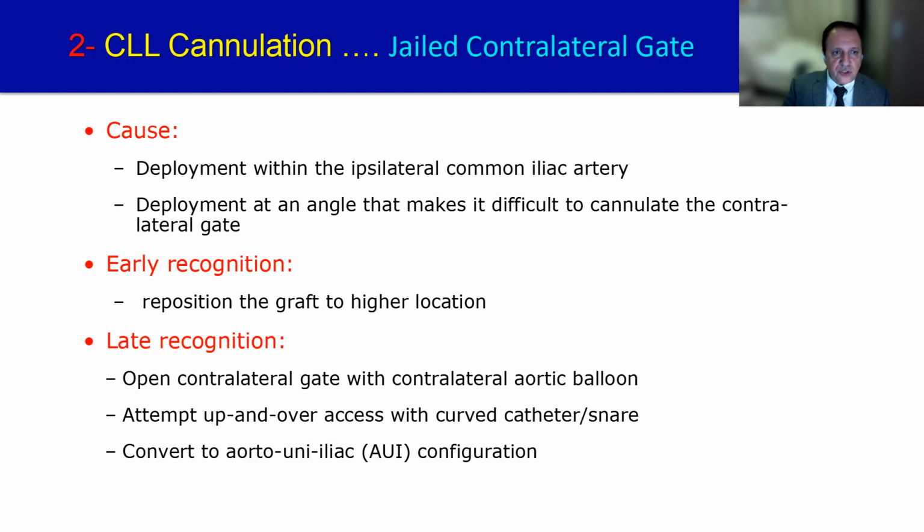Also, it happens if you deploy the contralateral limb at an angle that makes it difficult to cannulate this limb. If it's recognized early, it's very easy.